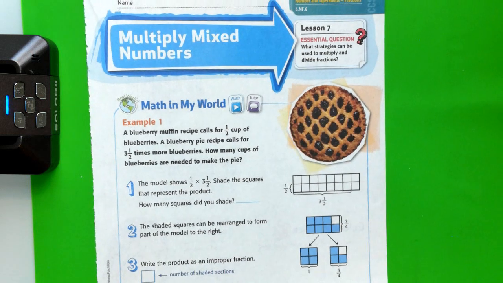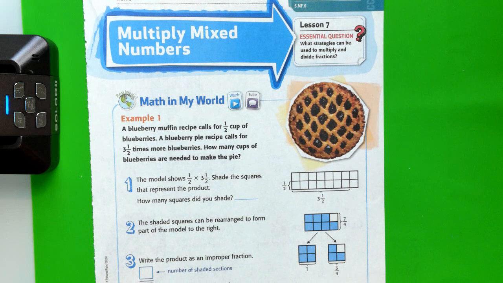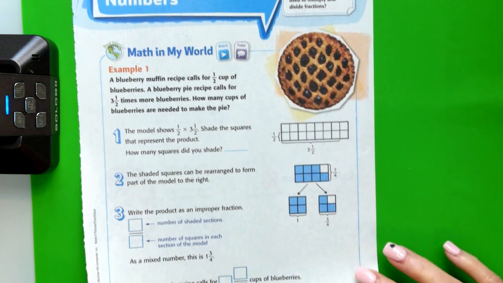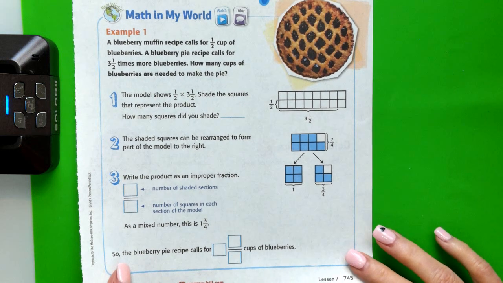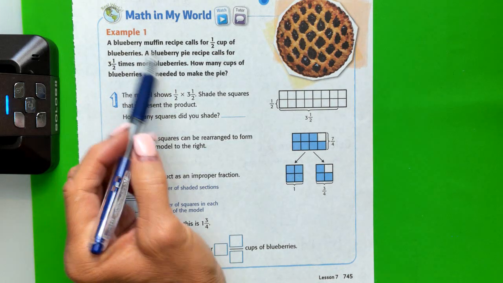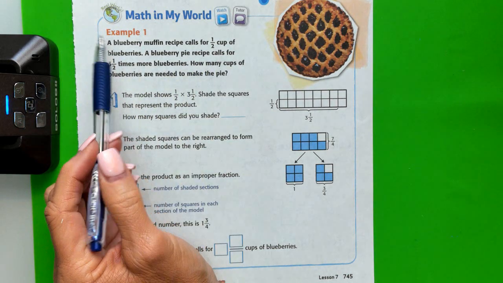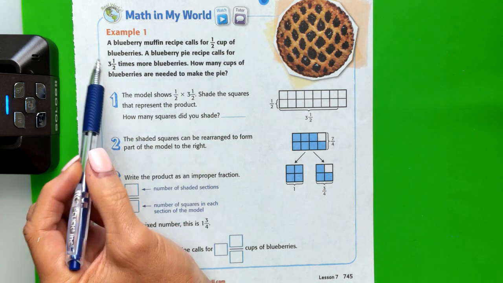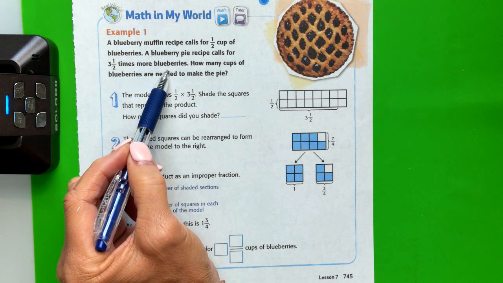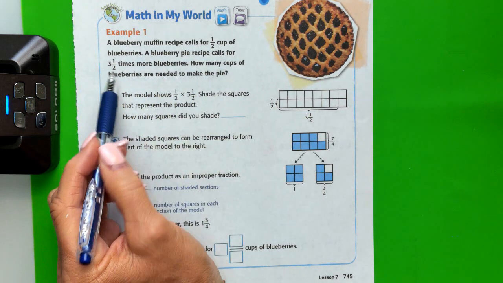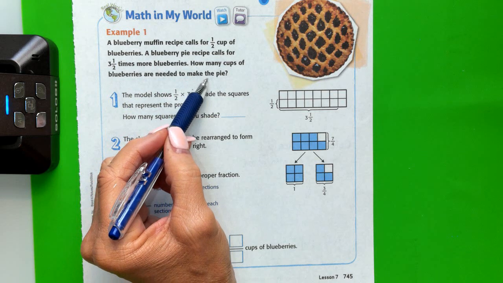Here we are with Chapter 10, Lesson 7, Multiplying Mixed Numbers. So let's look at our first example. It says a blueberry muffin recipe calls for 1/2 cup of blueberries. A blueberry pie recipe calls for 3.5 times more blueberries. So how many cups of blueberries are needed to make the pie?